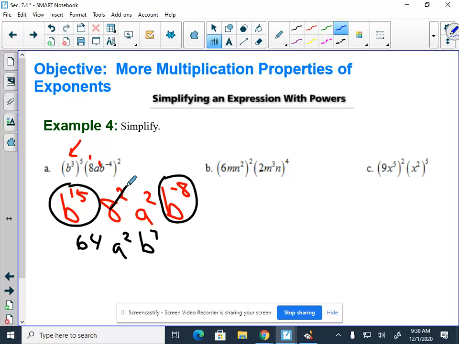All right, the next one. 6 to the 2nd. M to the 2nd. Both of those have a 1. 1 times 2 is still 2. N to the 4. 2 times 2 is 4. Now we do the second one, times 2 to the 4th. M to the 12th. N to the 4th.